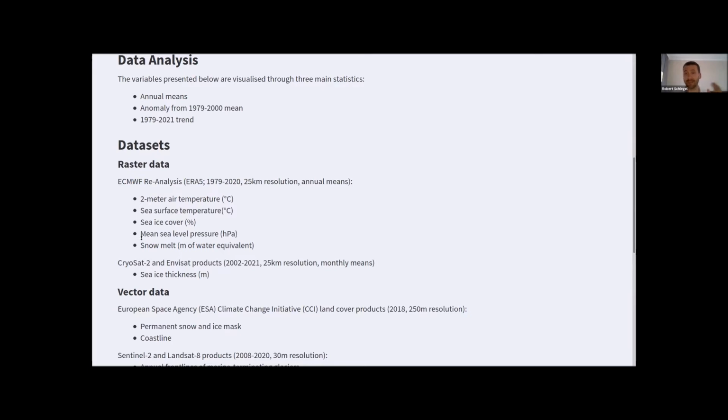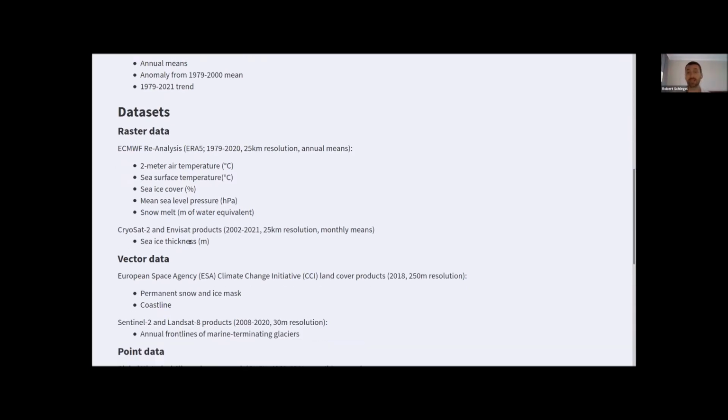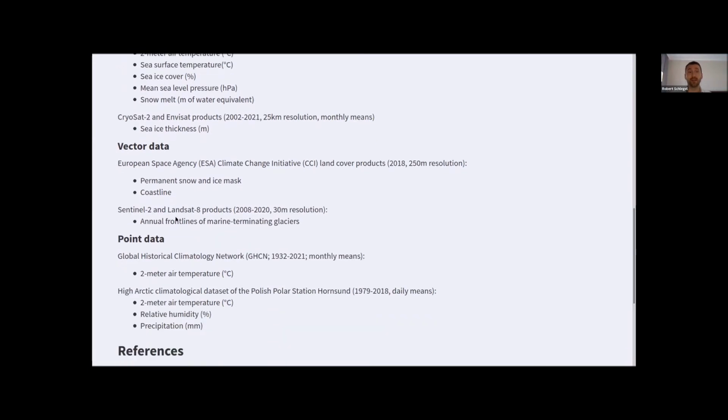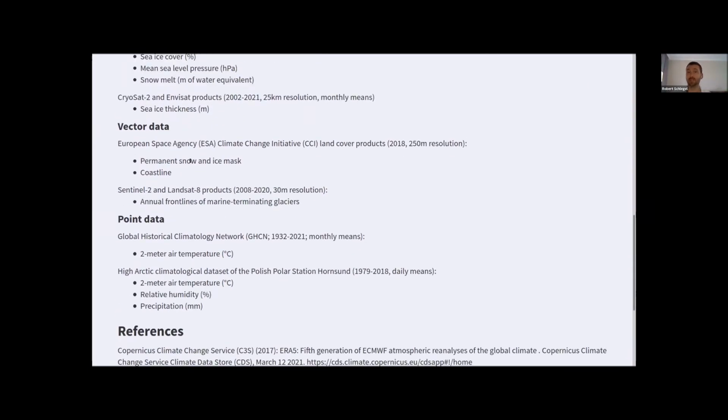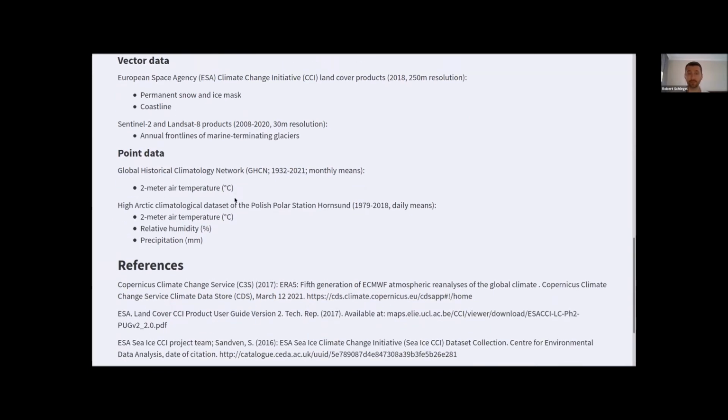We were busy writing up the documentation as I was busy trying to code these last little things in there, as we were getting close to that 2-day crunch period. So sea ice thickness is not in there either. For vector data, that basically just means shape files that we use. So there's a couple of different coastlines that we used. We did not end up with a permanent snow or ice mass, but we do have glaciers in there. And we weren't able to show differences in terminating points of the glaciers over time, unfortunately.